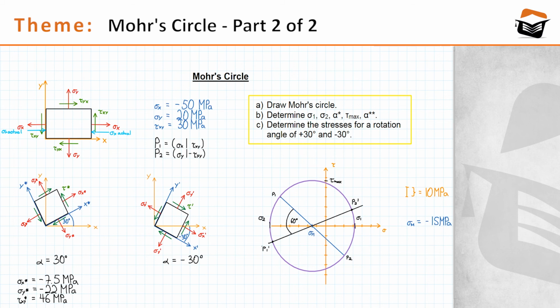Remember how you read out the stress values. For P1 prime, we have sigma x prime and tau prime, and sigma x prime is here on the sigma axis. 1, 2, 3, 4, 5. Well, looks like it's roughly minus 59 megapascal.